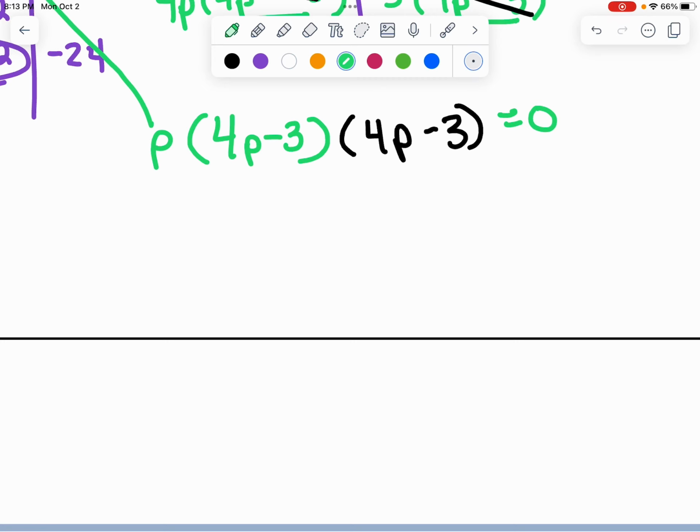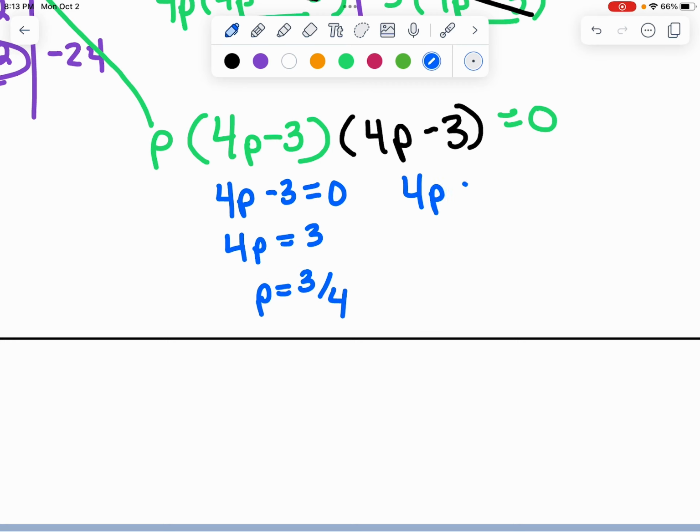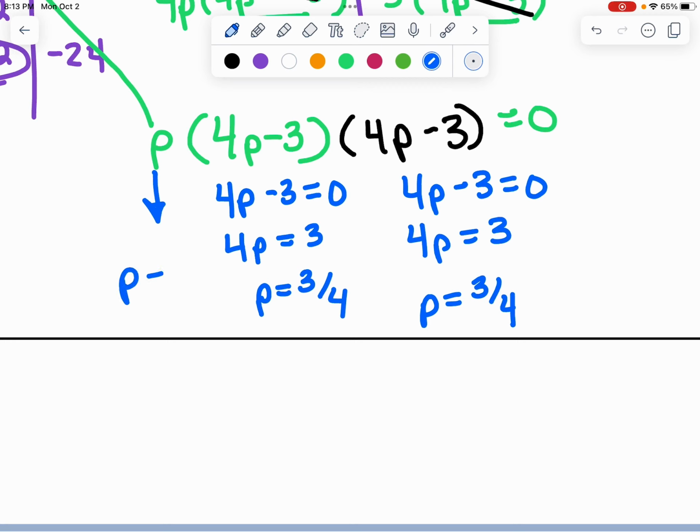What do we do with each factor? Set each factor equal to 0. And so this one, when you add 3 and divide by 4, 4p equals 3/4. What about here? Same answer, because it's the same factor. However, this was a factor as well, wasn't it? So what did I say? I said set the factors equal to 0. So p equals 0.